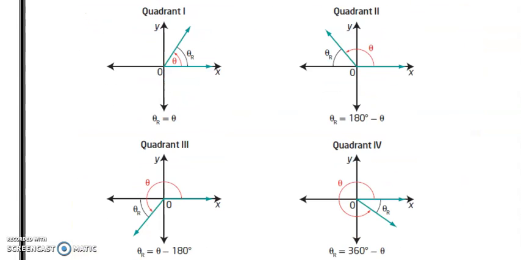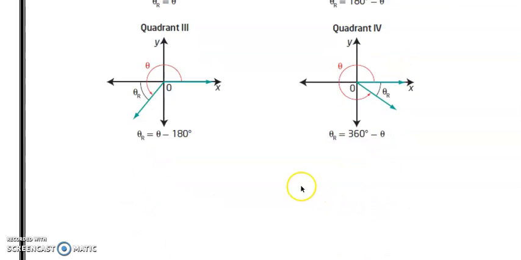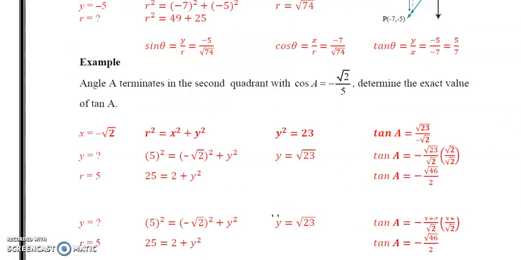There we go, right there, right? Section 2.1. Reference angle is equal to theta. The reference angle is equal to 180 minus theta, right? So theta would equal to... yeah. That's how you calculate it, right? Okay. So just be mindful of that.